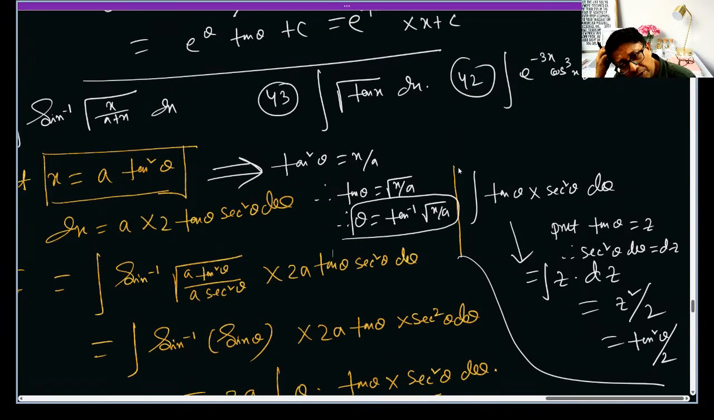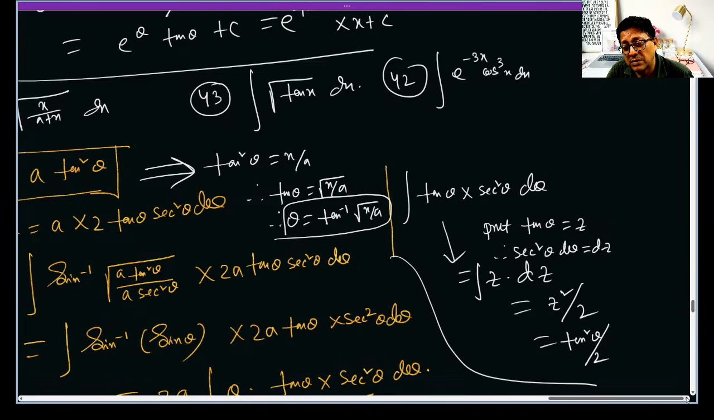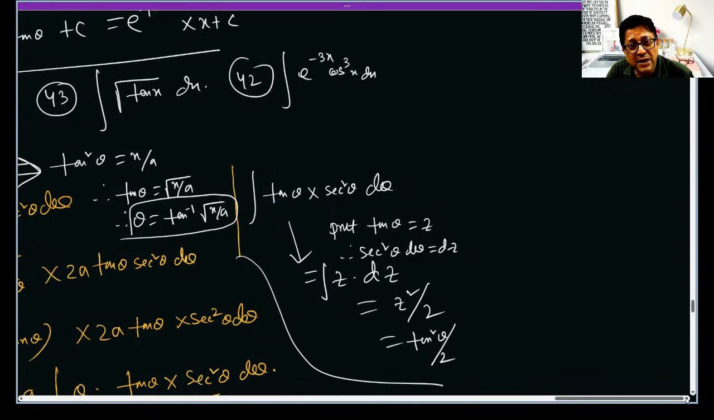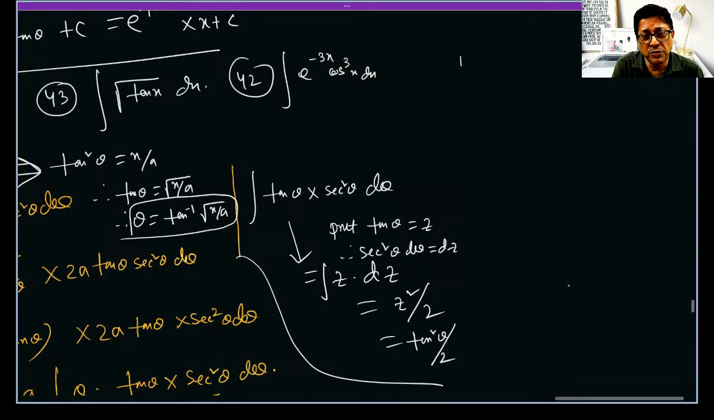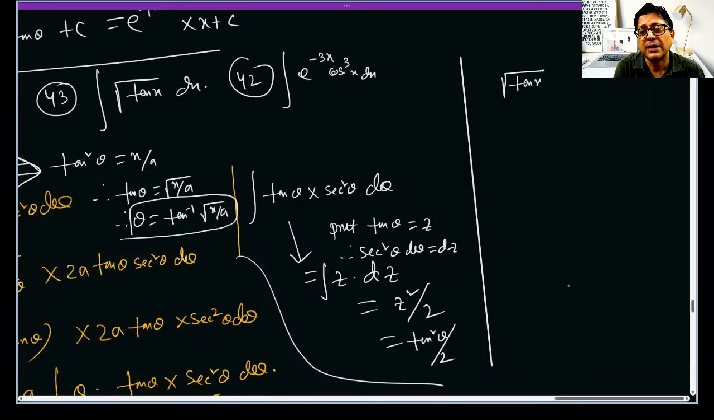Root tan x, how to proceed? They have hinted here. They have taken tan x equal to z square. Okay. There is an easier method also. If you are ready to excel in integration by using trigo, then follow these steps. Root tan x, you manipulate this way.